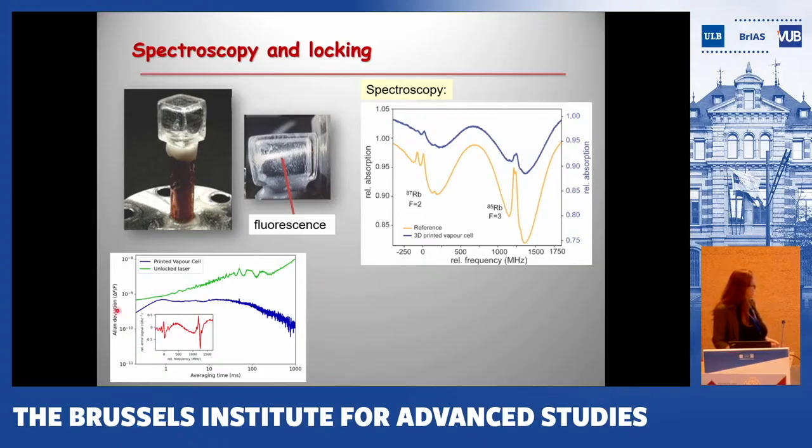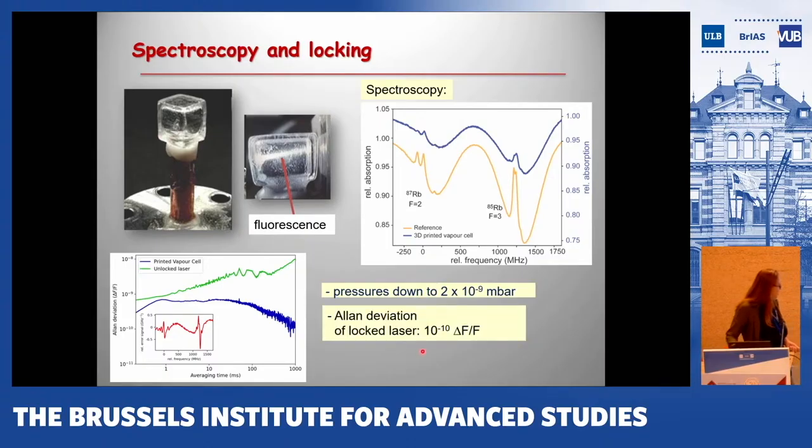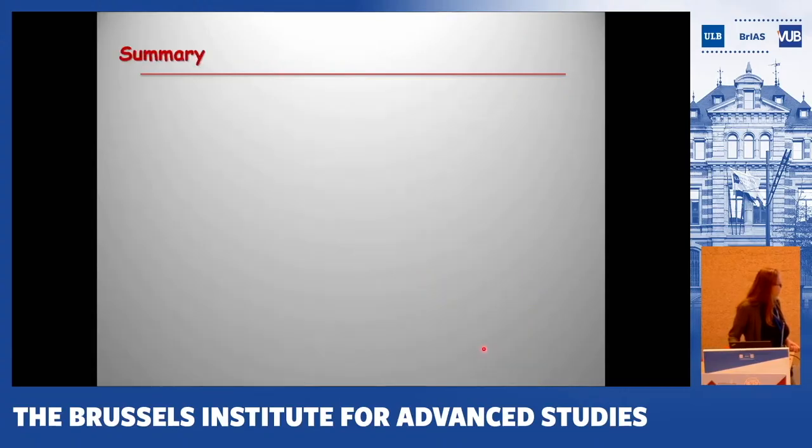So this is the Allan deviation for the locked laser to the printed cell. We have tested them to pressures below 2 × 10⁻⁹. That's probably limited by the highly specialized method that we're using here, which is gluing it on, and not by the glass. And the Allan deviation for the laser is 10⁻¹⁰ delta F over F. And with that, thank you very much for your attention.